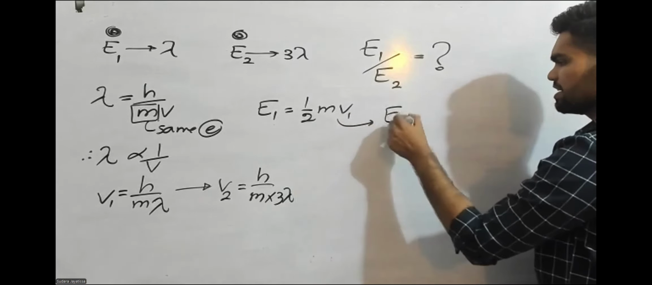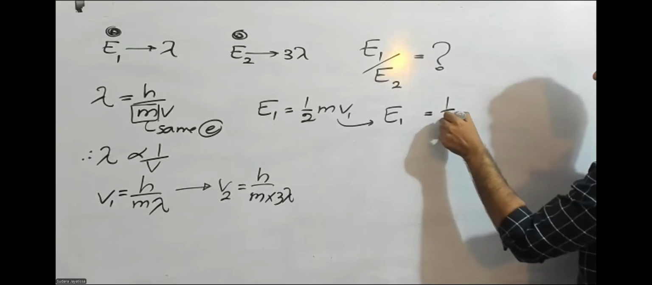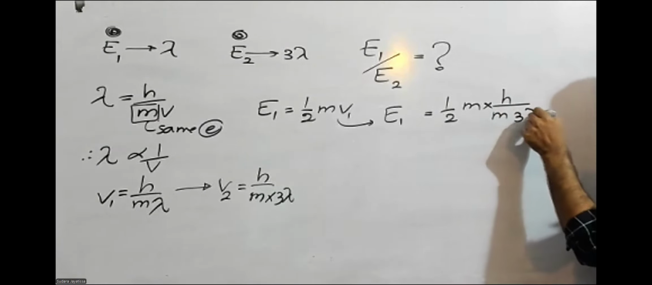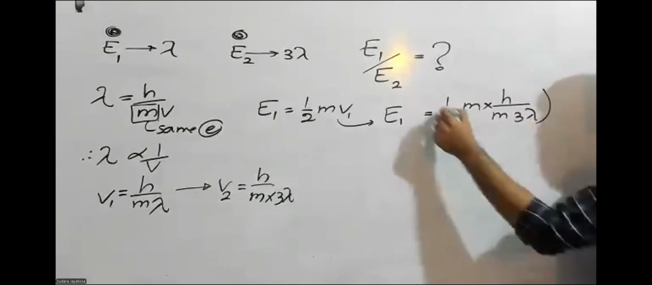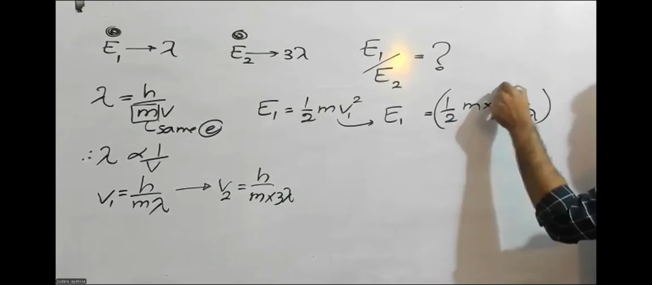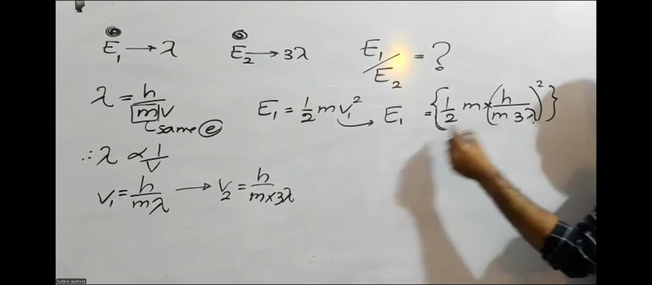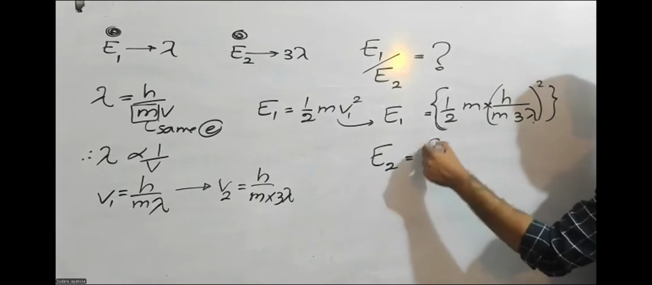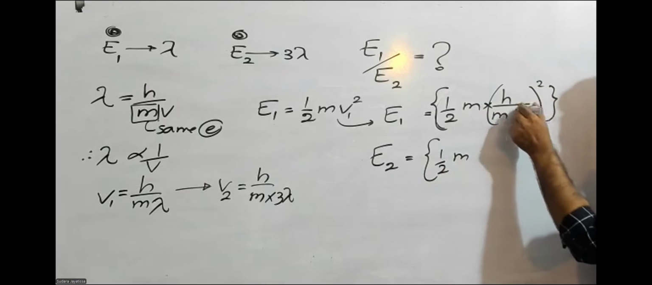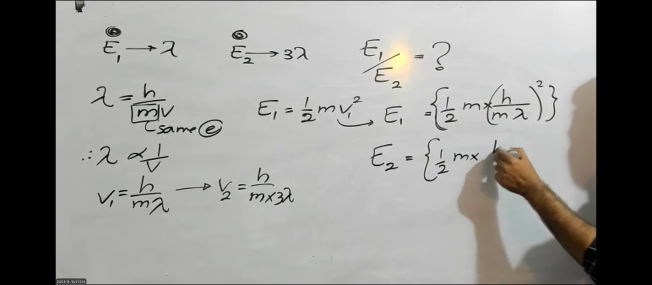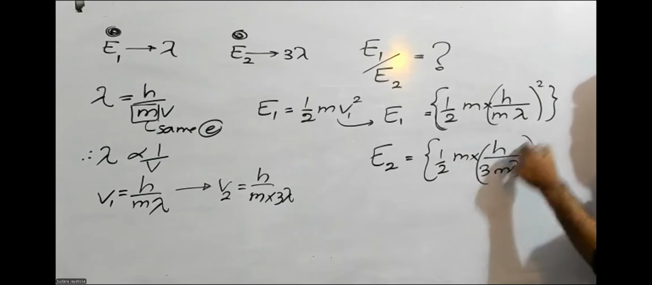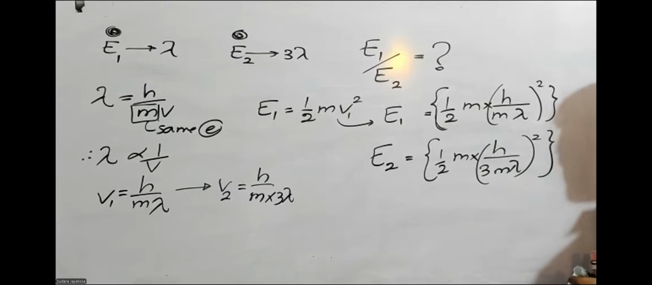From this we can say E1 is equal to half m, then h over m lambda, and square of this one. I forgot that one. And then our second kinetic energy, again we can say half m, and now, sorry, earlier it is m lambda, now it is going to be 3m lambda, square of that. Okay, so like that I can take two expressions.